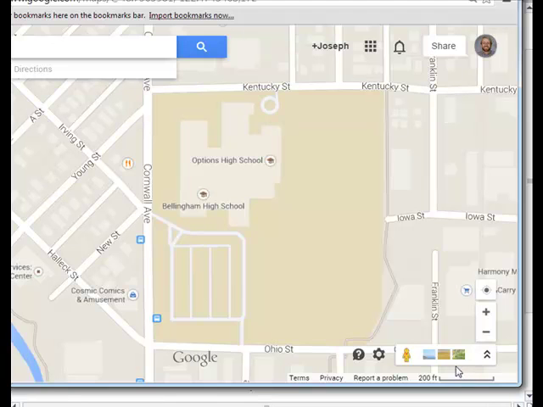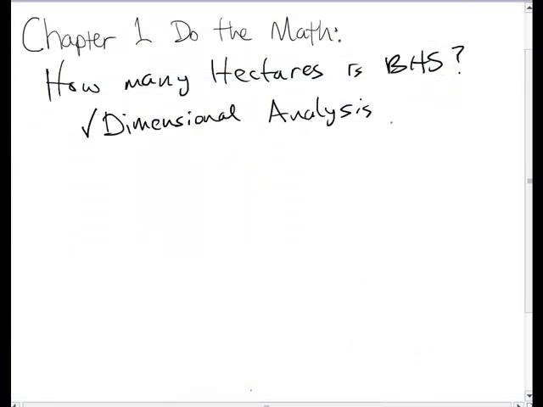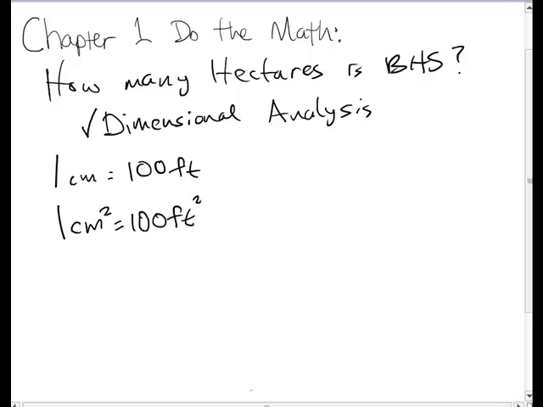When I used my ruler earlier, I found that 1 centimeter equaled 100 feet, or this line was 2 centimeters long. So that's my first conversion: 1 centimeter on my ruler equaled 100 feet on the screen. Now here is a tricky thing you'll run into on many of the math questions for AP Environmental Science: a lot of students will say, okay, therefore 1 centimeter squared equals 100 feet squared, and this is actually wrong. Can anybody tell me why?